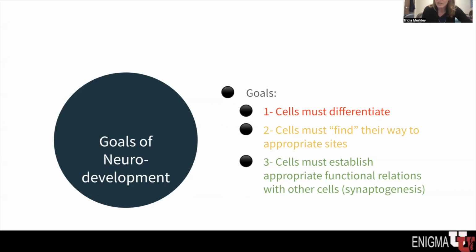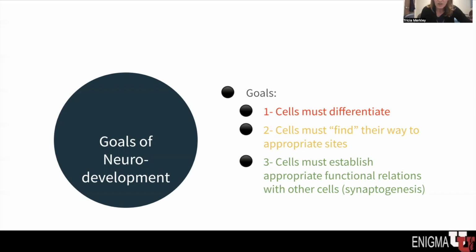Second goal is that cells must find their way to appropriate sites. So once they've differentiated or started to differentiate, they must find their final location. And then the third goal is that cells must establish connections with other cells in a way that will be meaningful and allow them to function properly. So we call this synaptogenesis, or the creation of synapses. And all three of these goals are important for the brain, for the nervous system in general, to function properly.